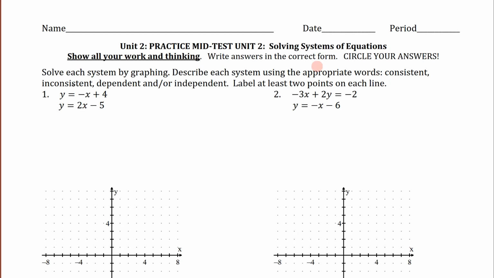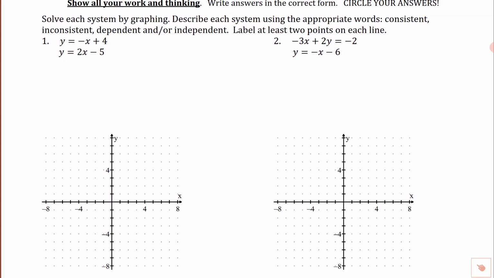So we'll take a look at the instructions for the first one. It says, solve each system by graphing. Describe each system using appropriate words, consistent, inconsistent, dependent, and/or independent, and label at least 2 points on each line. So I'm going to slide this down here. We'll go ahead and get started on this one.